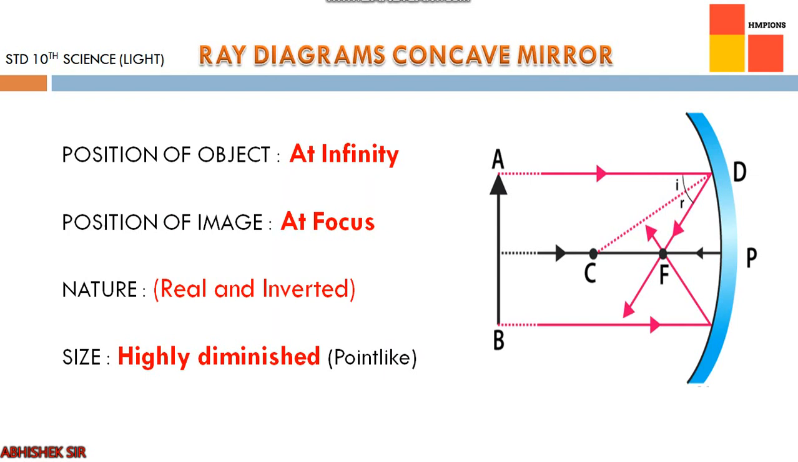As it is a drawing portion, we will have to study the figure carefully, and then we'll have to write the position, nature and size. So quickly let us go. First one, if the object is at infinity, the light rays will come and they will meet at focus. So we can say that image is formed at focus. The nature is real and inverted, and size, as you can see from the figure, image is not clearly seen, so size of image is highly diminished.